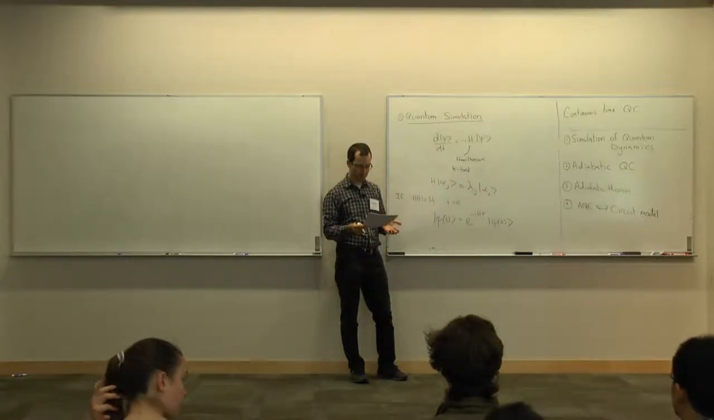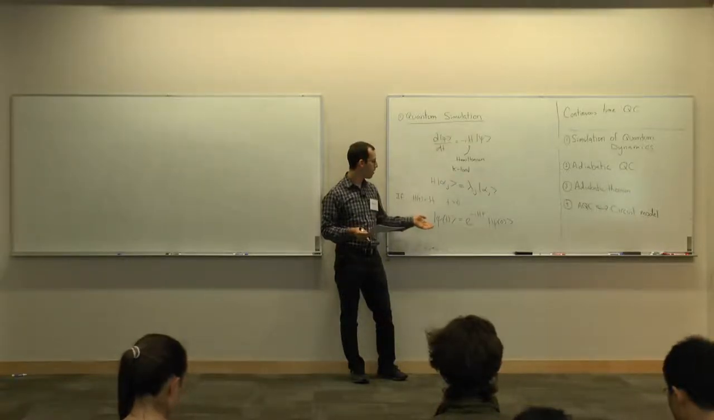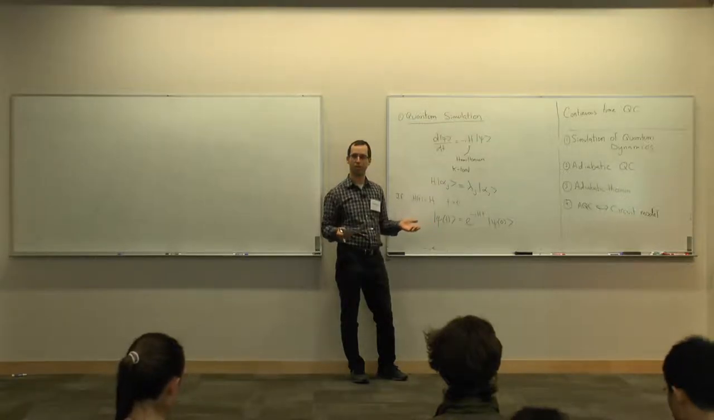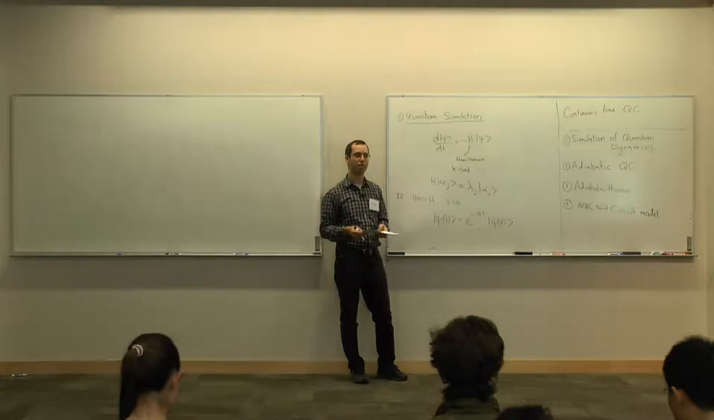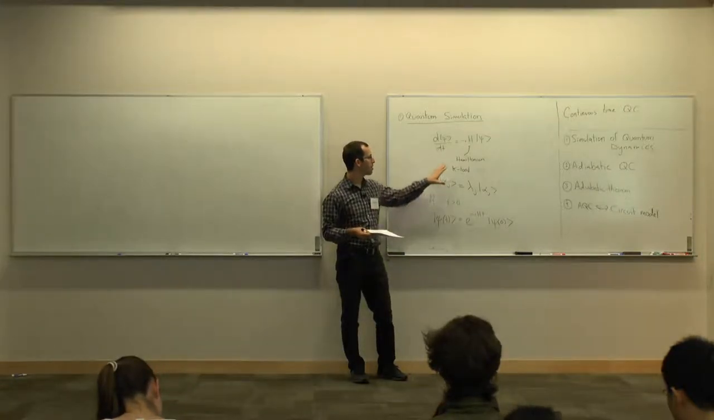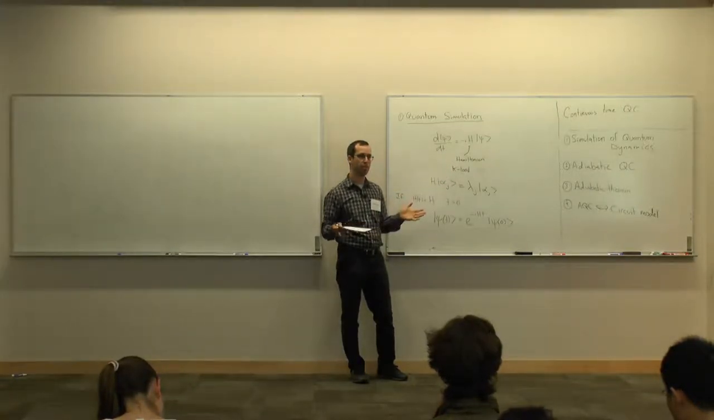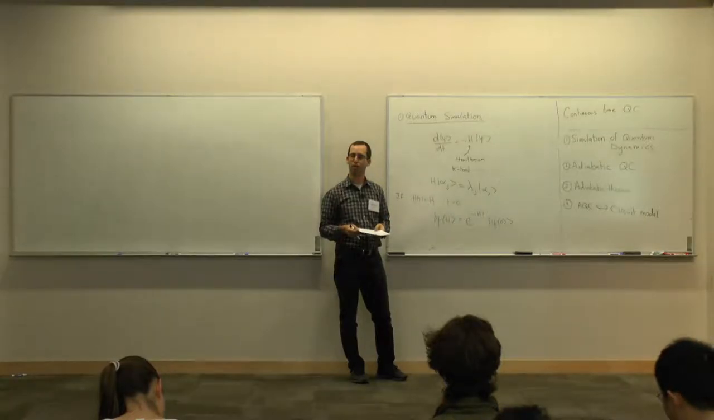So now the question that I want to consider is, how hard is it to solve the Schrödinger equation? Okay? So let's say you wanted to do this on a classical computer. So let's say we're talking about Hamiltonians on n spins that are k-local. So how would you do it? What do you think is the right cost of that?